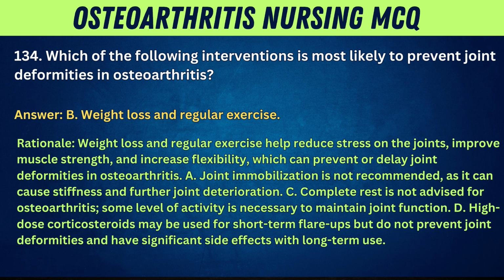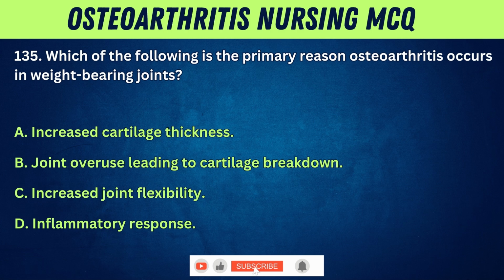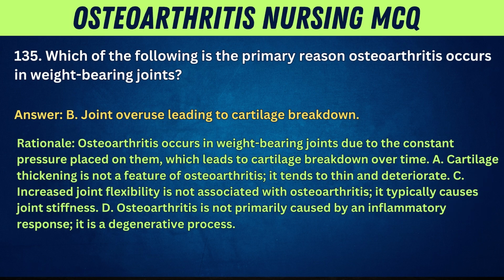135. Which of the following is the primary reason osteoarthritis occurs in weight-bearing joints? A. Increased cartilage thickness. B. Joint overuse leading to cartilage breakdown. C. Increased joint flexibility. D. Inflammatory response. Answer: B. Joint overuse leading to cartilage breakdown. Rationale: osteoarthritis occurs in weight-bearing joints due to the constant pressure placed on them, which leads to cartilage breakdown over time.